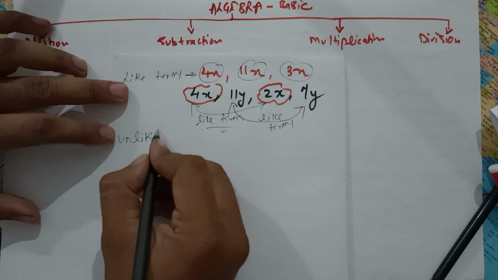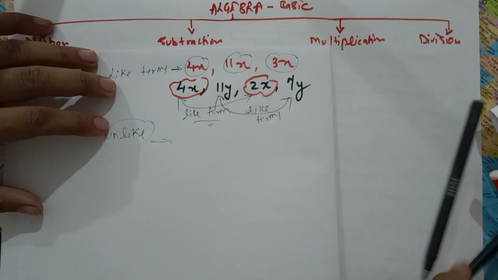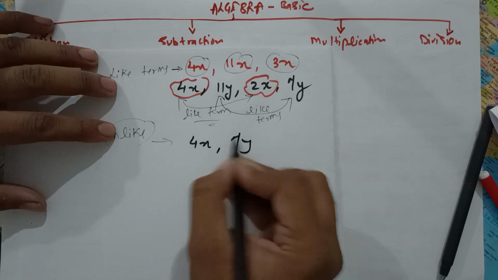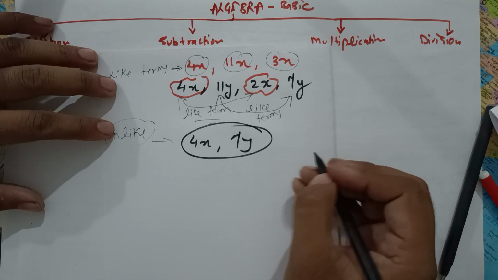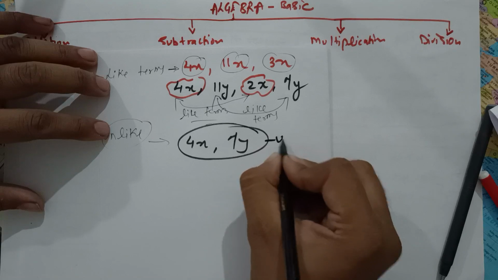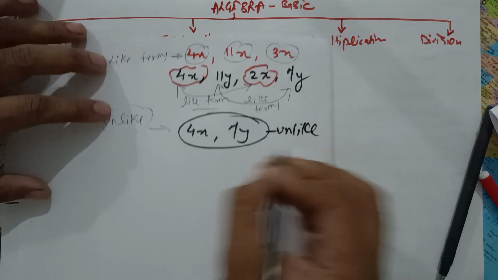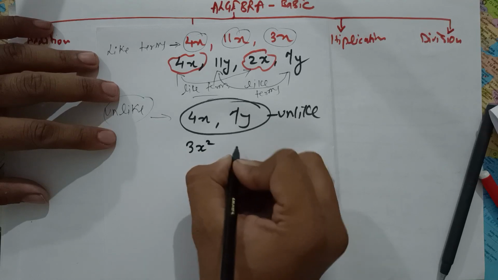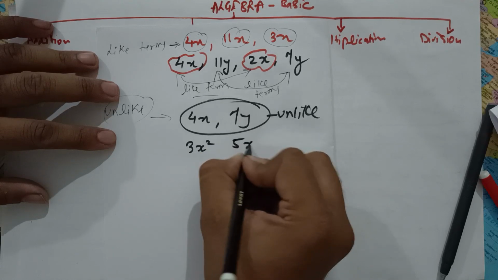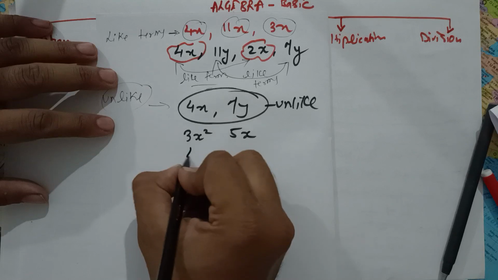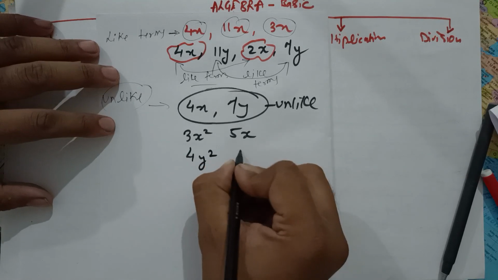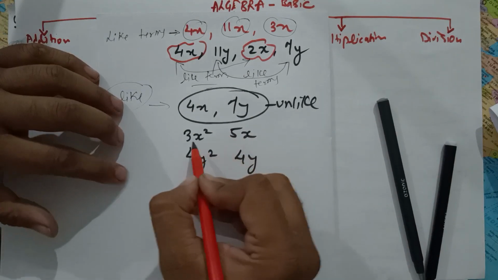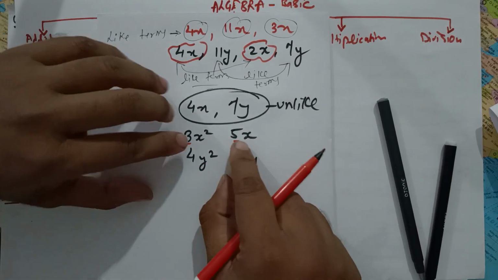And what are unlike terms? Unlike terms means, if we have 4x and 7y, these are unlike. They don't match up. For example, 3x squared, 5x, or 4y squared, 4y. Here you see the numbers 3 and 5 could be different, no problem.